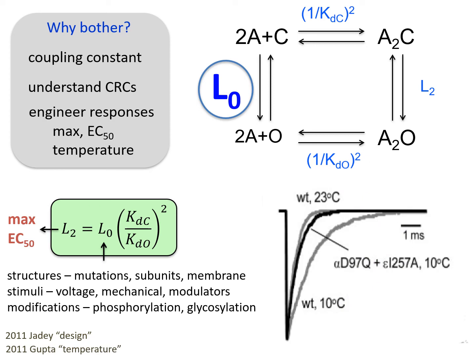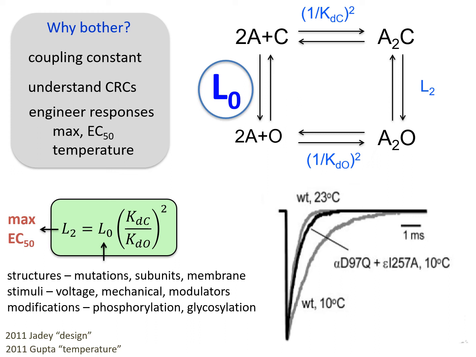And the third reason now to measure L0 is because it's useful in engineering responses. So as you can see from the green equation, if you change L0, you change max and EC50. And that means if you want to take a weak agonist and make it stronger, or a strong agonist and make it weaker, you can just change L0. You can reverse the effects of voltage and some of these other stimuli down there. If you don't like what they're doing, you can engineer your L0 to be what you want, to put everything in the sweet spot of the patch clamp, or whatever instrument you're using to record responses.